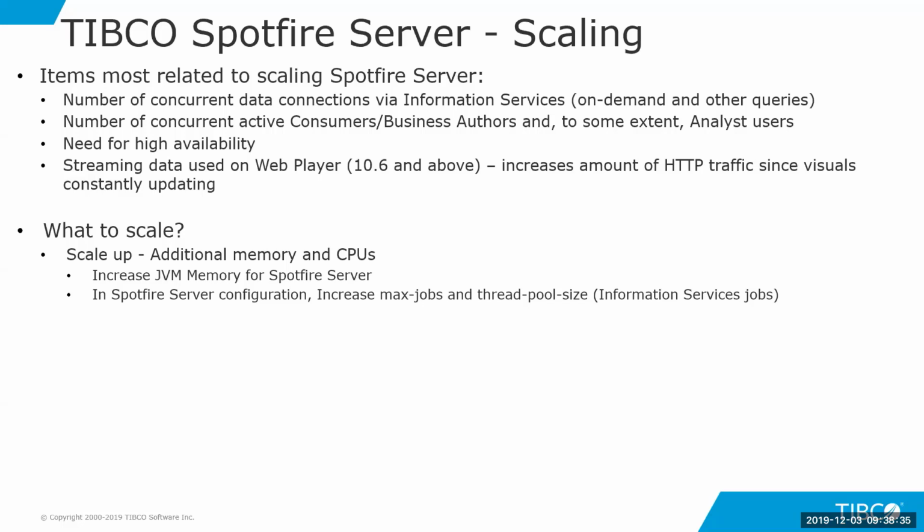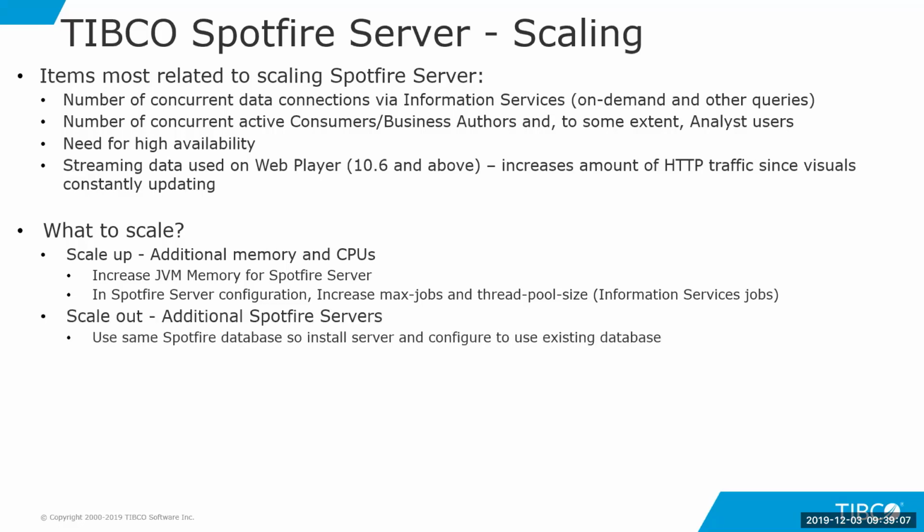This is getting a little detailed, but there's a link in the resources about increasing the max jobs and the thread pool size. These values determine how many information services jobs, as well as other activities, the Spotfire server in general can handle. It comes into play a lot with the on-demand queries example I was giving earlier, where you had a lot of on-demand queries running based on a single analysis and a user pushing a button. If you had a bunch of users doing that at once, then you might need to scale it up.